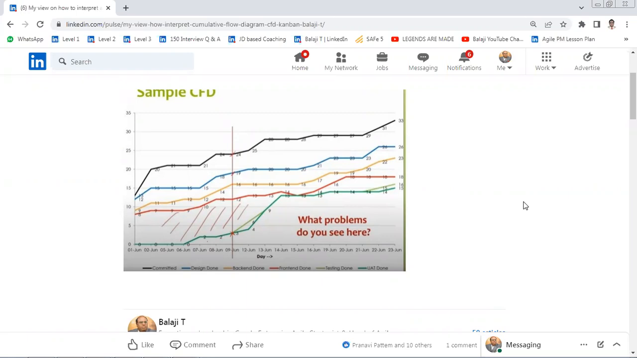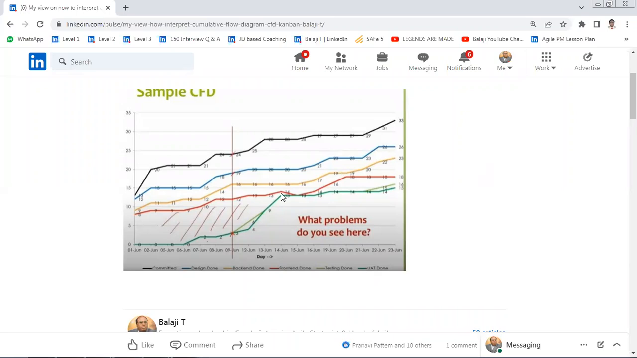Right, nothing to pull. Okay, so what happens if it is too close? Then there is nothing to pull from the previous column, so the flow is also getting impacted.